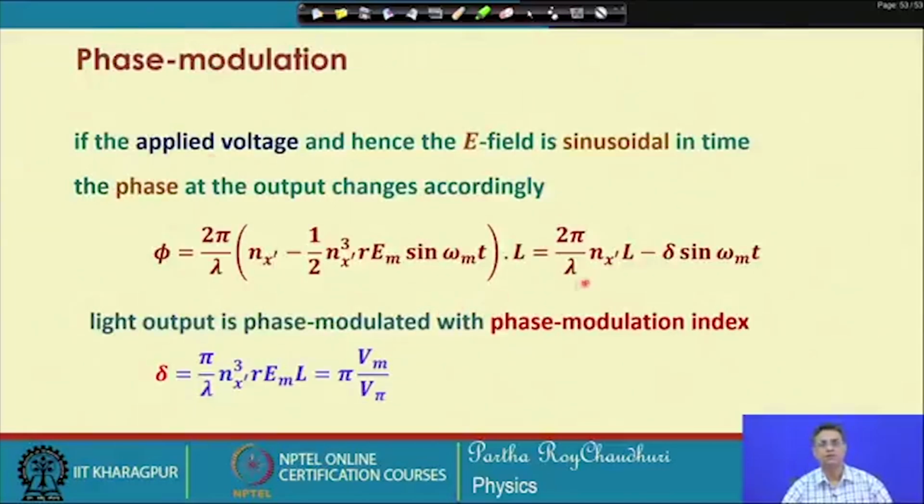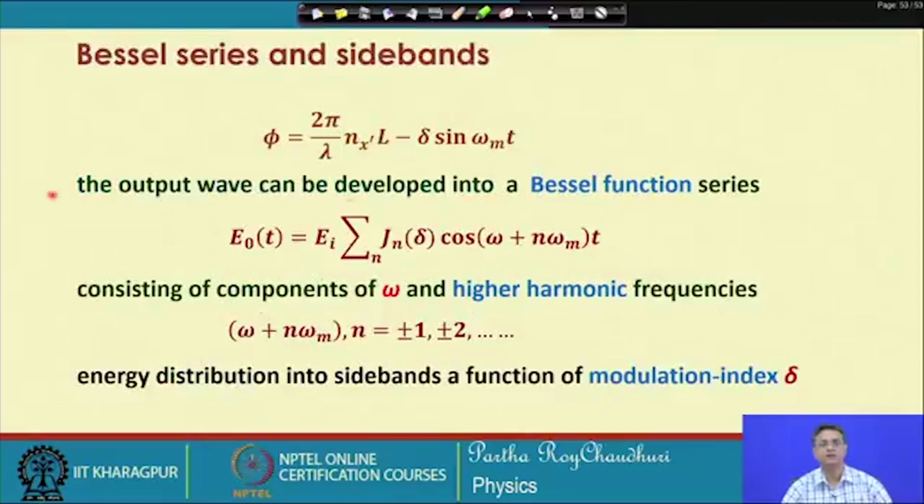From this expression, it tells you that it can be developed into a Bessel series. Del phi E 0 of t can be written in the form of this equation, consisting of components of omega and higher harmonics. We will see this in the case of phase modulation for a particular crystal. Then it can have the component frequencies omega and n omega, where n equals plus or minus 1. Those are the side band frequencies, and the modulation index will be delta.